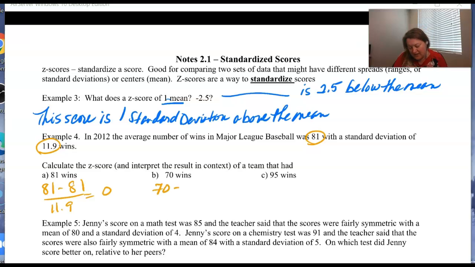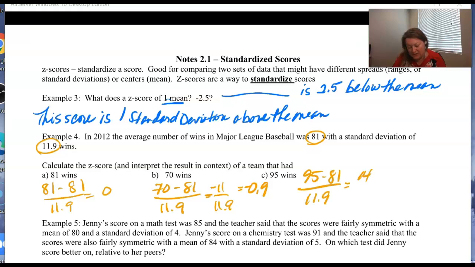The ones that scored 70 minus 81 over 11.9, let's see, that is going to be 11 over 11.9. So that's going to be somewhere right around 1, but it is going to be negative 11. So it's going to be below average, right? Because 70 is below the 81. And then that's going to be negative 0.9. So almost 1 standard deviation below the mean. And then 95 minus 81 over 11.9 is 14 over 11.9, which is about 1.2. And again, 95 is above average, so the z-score should reflect that. It's 1.2 standard deviations above the average.